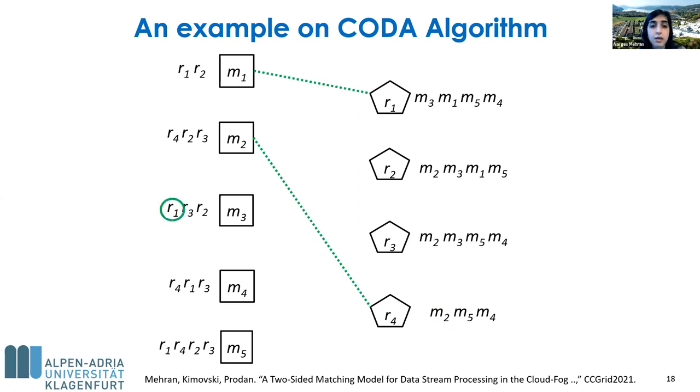In the next step, M3, as the other microservice, also considered R1 because of the lowest microservice time. Then R1 also looks into its preferences and sees that M3 is in the highest rank, and also R1 has enough capability to host more microservices. Then these two will be matched to each other.